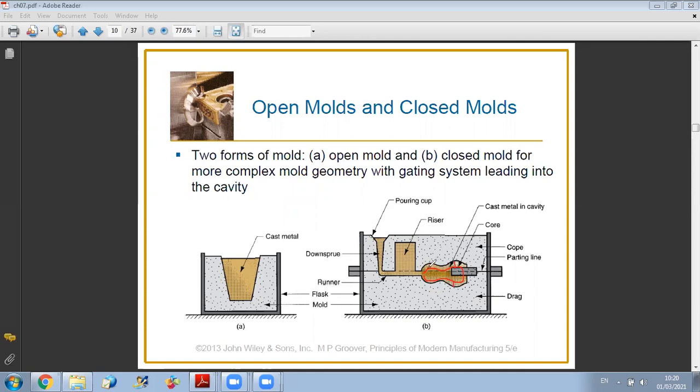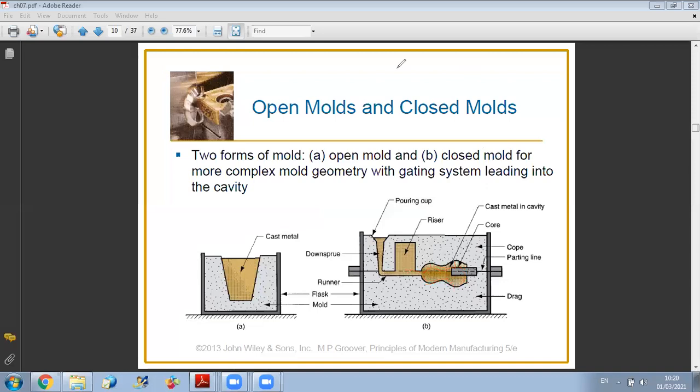You expect this, but you can reduce this effect by the presence of the riser, because the riser will continue to supply molten metal to these zones, which will reduce the effect of shrinkage. So you can reduce the variation between pattern size and final size. Okay, we'll see this in more detail now.